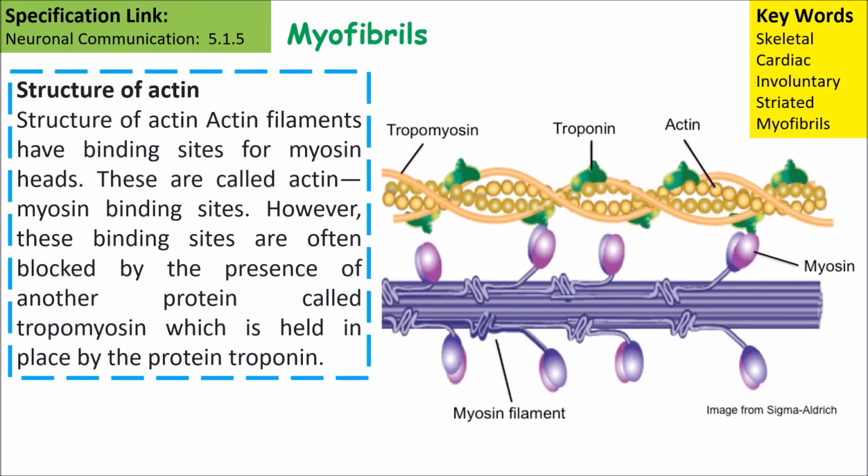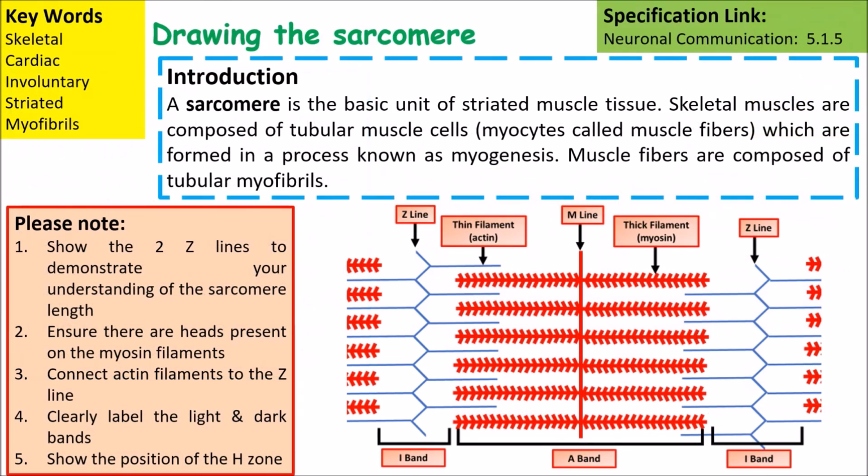However, these binding sites are often blocked by the presence of another protein called tropomyosin, which is held in place by the protein troponin. The sarcomere is the basic unit of the striated muscle tissue. Skeletal muscles are composed of tubular cells which are formed in the process of myogenesis. So muscle fibers are composed of tubular microfibrils.